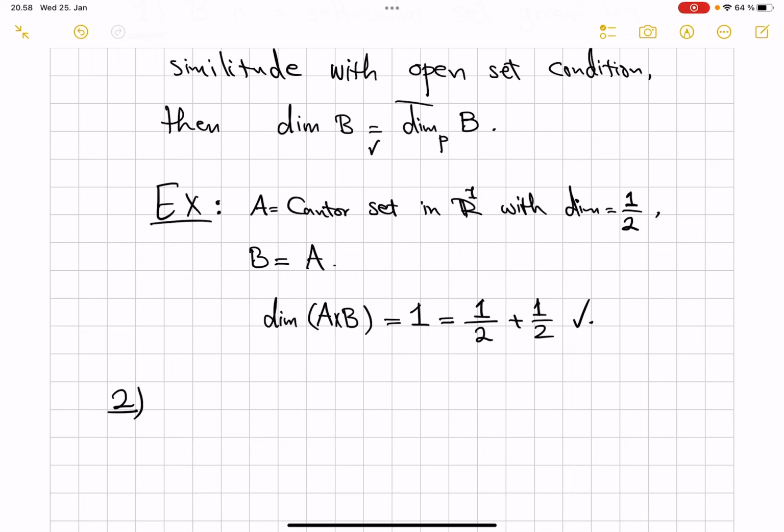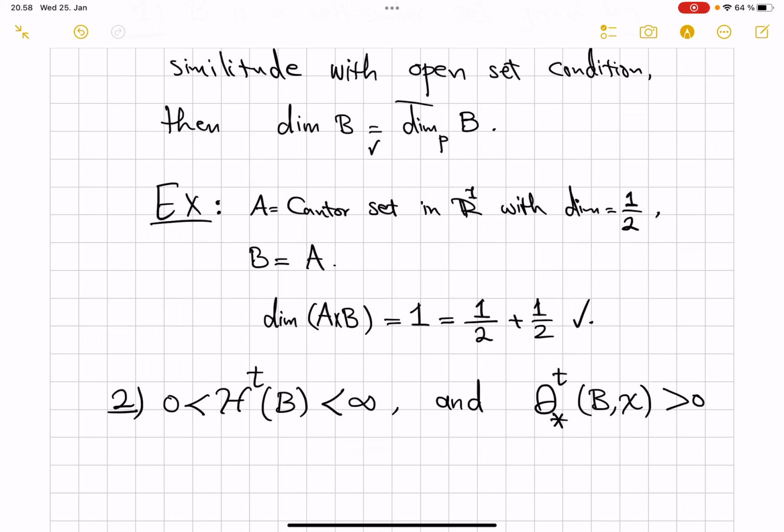Okay, so what is my second sufficient condition for when the packing dimension agrees with the Hausdorff dimension? That is when B, assume, has Hausdorff dimension t, and actually it has positive and finite Hausdorff measure, not 0 or infinity, and the lower density, again objects that we have extensively talked about, is positive at all x in B. Then star holds, and then again the dimension of A cross B becomes equal to the dimension of A plus the dimension of B.